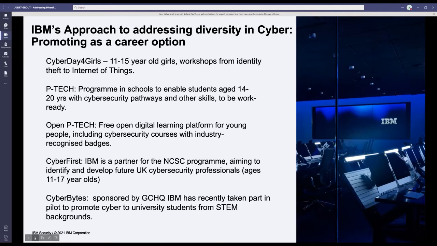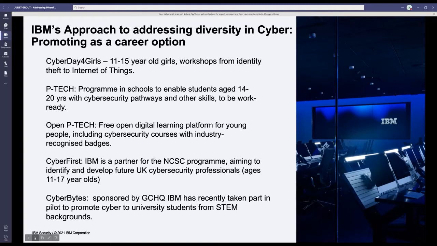Another thing that we do within IBM is called P-TECH. This is programs in schools. It enables students aged 14 to 20 years with cybersecurity pathways and other skills to work closely with the individual schools and educational institutes that are involved. And then the broader program is Open P-TECH. This is a free, open, digital learning platform.